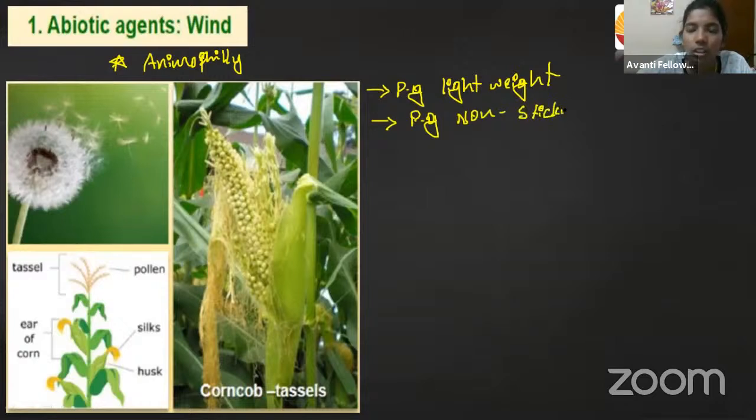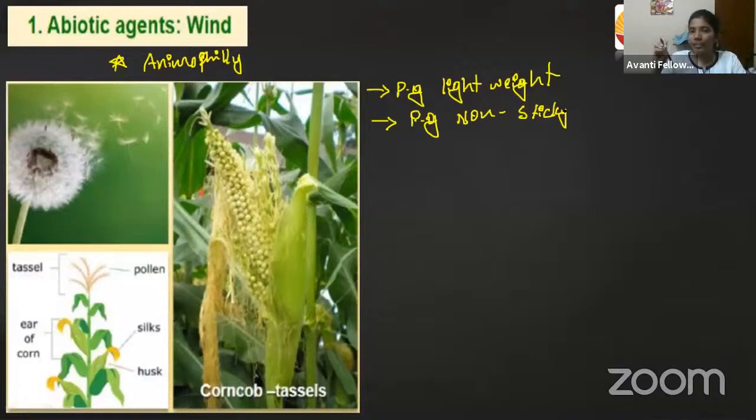Pollen grains are non-sticky. Why are they non-sticky? Because the pollen grains are moving along with the air. If the air is moving, the pollen grains will also move, right? If any object interrupts, like a wall or a big tree or any object, because air can move everywhere, anywhere.